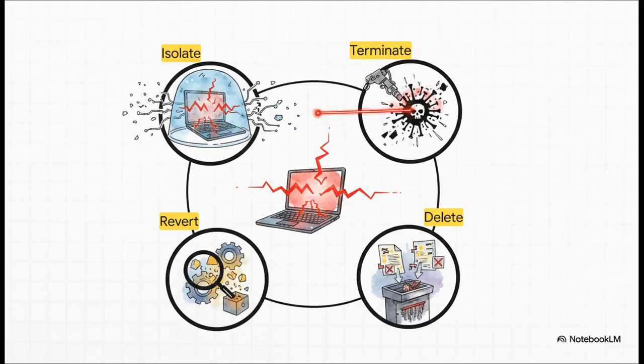So that confidence leads directly to an automated playbook. The instant a high-confidence threat is found, the system just acts. Bam! It yanks the computer off the network to stop the threat from spreading. Bam! It kills the malicious process. It deletes the files. It even rolls back changes to the system. All of this happens in the blink of an eye.